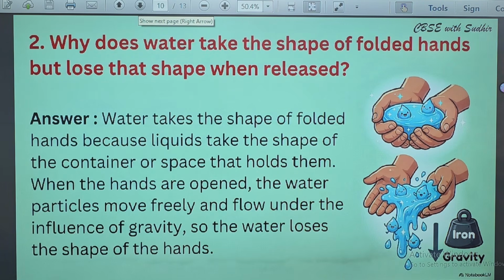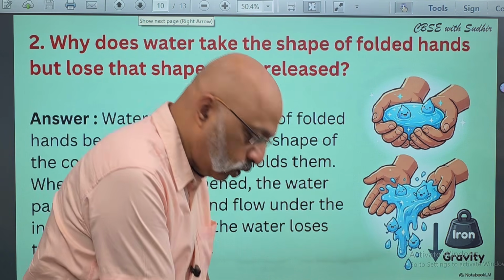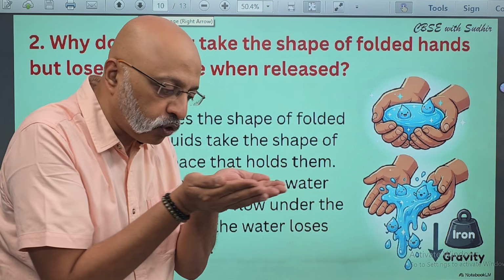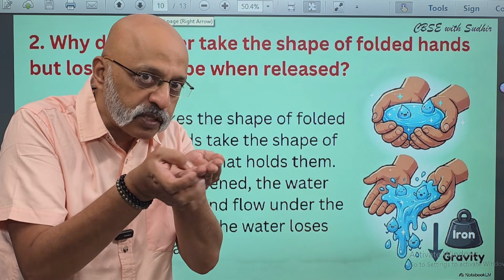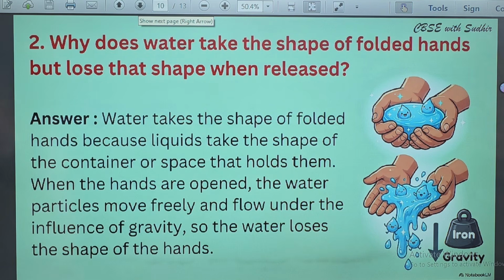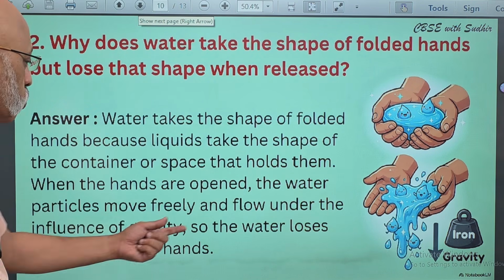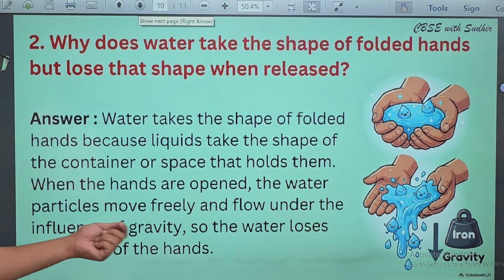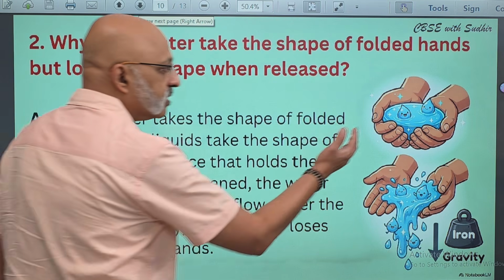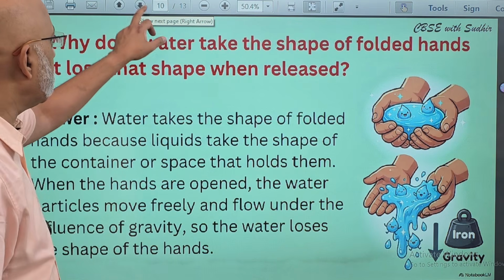Why does water take the shape of folded hands but lose that shape when released? Now, you can lift water from a bucket and hold it in your palm, right? If you don't leave any space, you can keep it for a long period of time, but it will keep trickling because there will be some space between your fingers. So water takes the shape of folded hands because liquid takes the shape of the container or space that holds it. When the hands are opened like this, the water obviously goes down and flows under the influence of gravity, because of the Earth's gravity. So the water loses the shape of the hands. Here it is in the shape of the hands, but once you remove the two palms, the water falls down because of gravity.